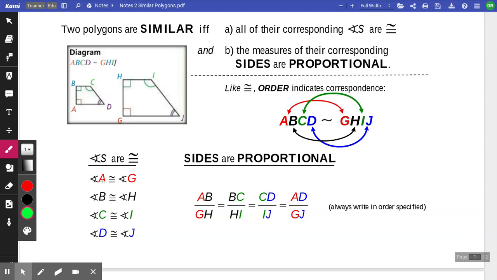And which angles are going to be the same is based on that similarity statement that we'll see from time to time, just like we've seen congruent statements in the past, where the first letter of this polygon corresponds to the first letter of this polygon. So angle A should be congruent to angle G. Angle C, the third letter, should be congruent to angle I, the third letter.